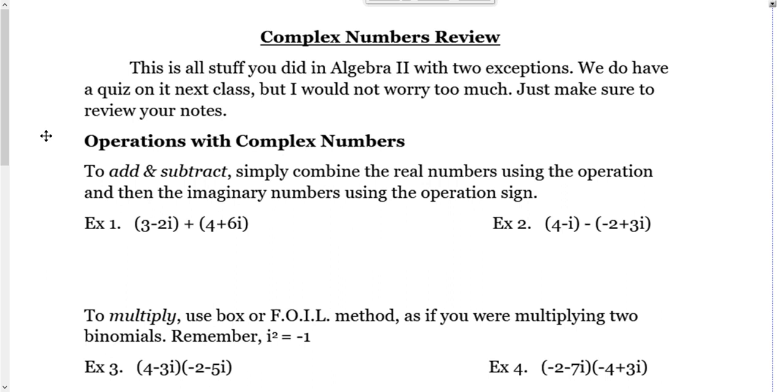However, I promise you, the practice that you do today, if you can do it, you will be able to do the quiz without an issue. So we're going to go ahead and get started.